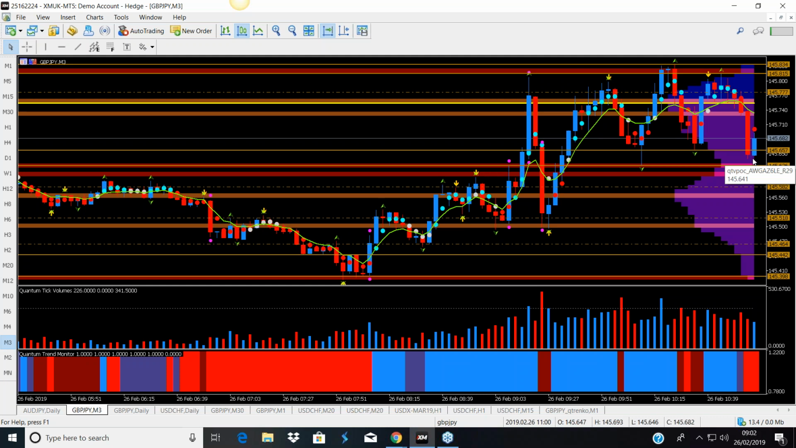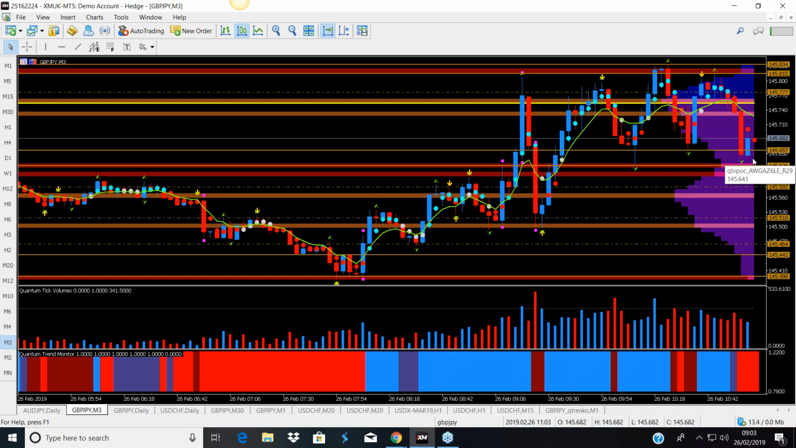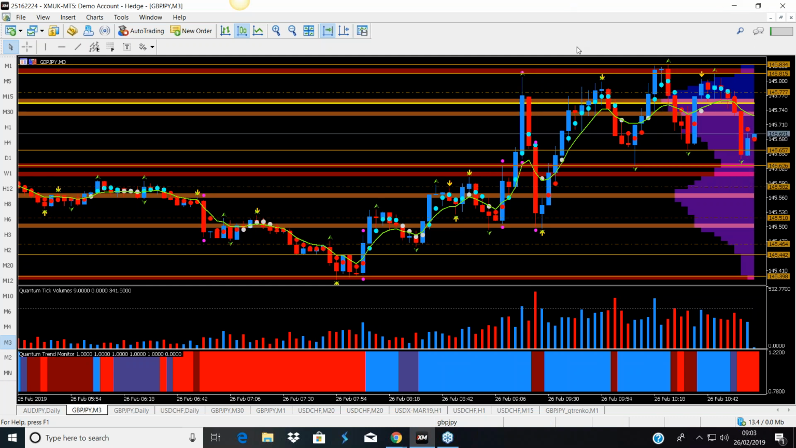So there is a lot of effort going into the pound yen at the moment for it not to fall. It's not going up in a straight line. It's still between this sort of fairly wide range that we see around the volume point of control.